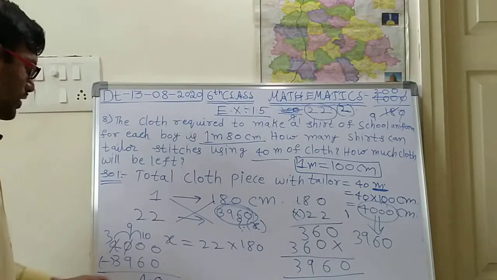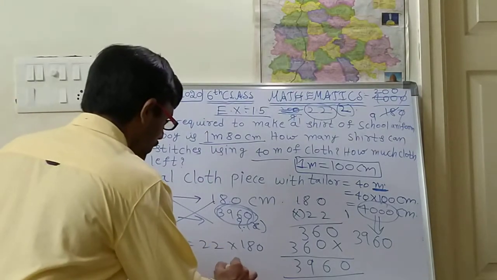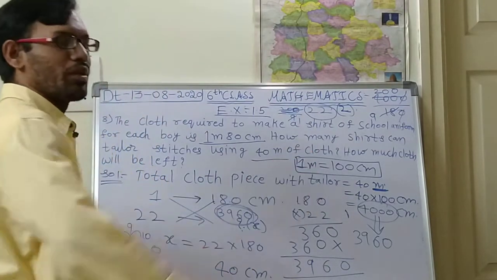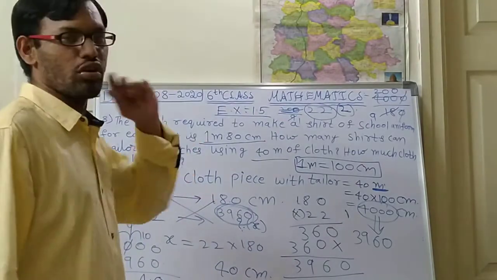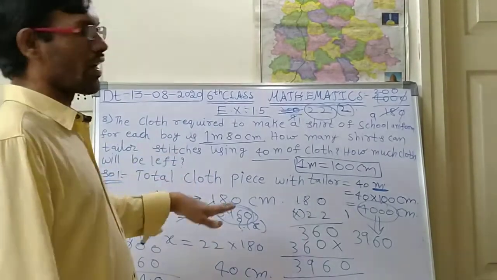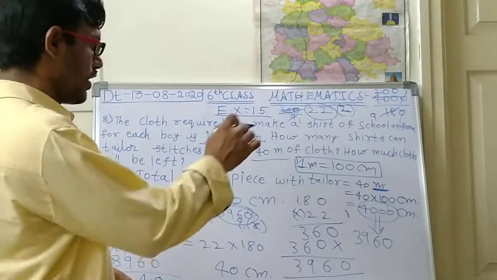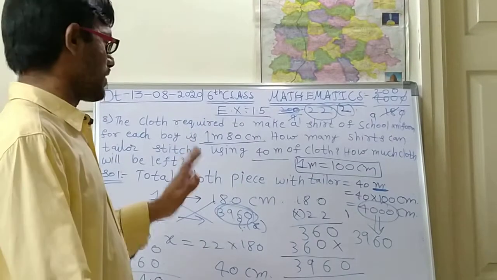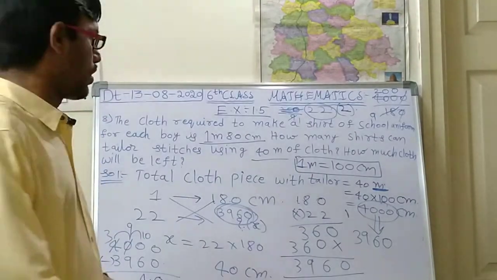So how much cloth piece? 40 centimeters. So a total of 40 centimeters of cloth piece is left over with the tailor. So that is the last point. Okay, so with that you should end the answer.